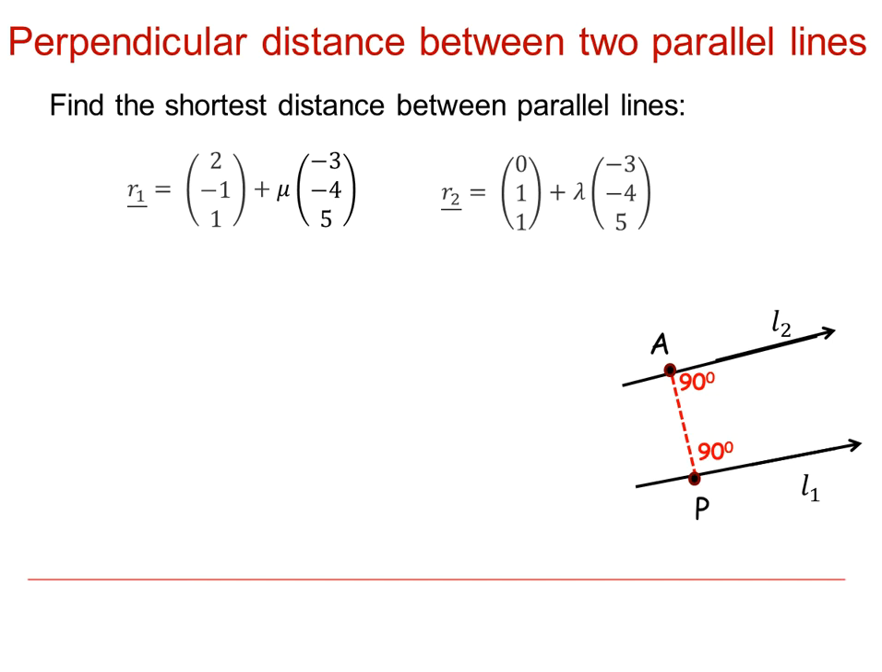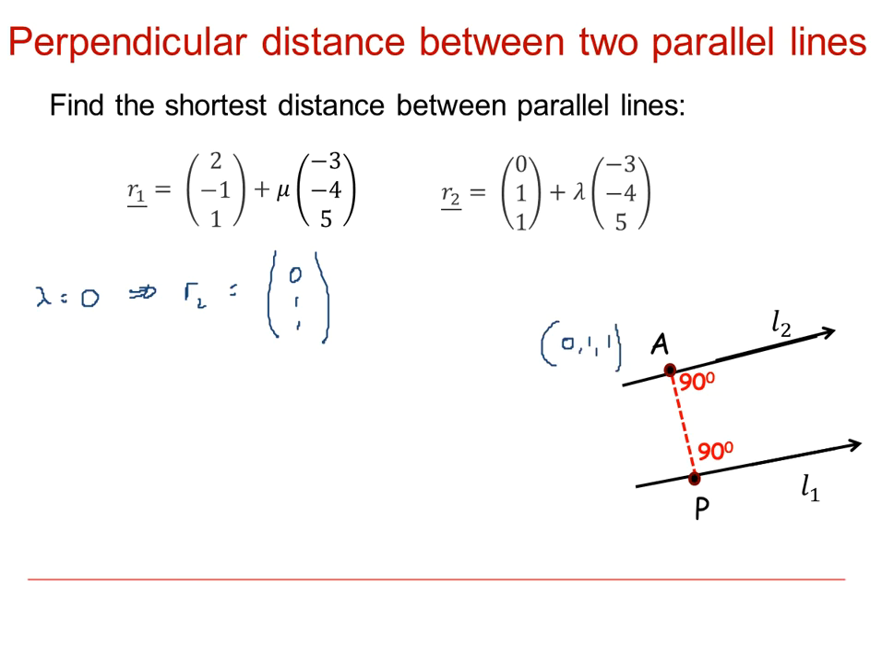What we do first of all is we can choose any point on one of the lines. So what I'm going to do is to choose point A by letting lambda equal to 0 in the second equation. So if lambda is equal to 0, this means that R2 is equal to (0, 1, 1), and that's the position vector of A. So A is the point (0, 1, 1).